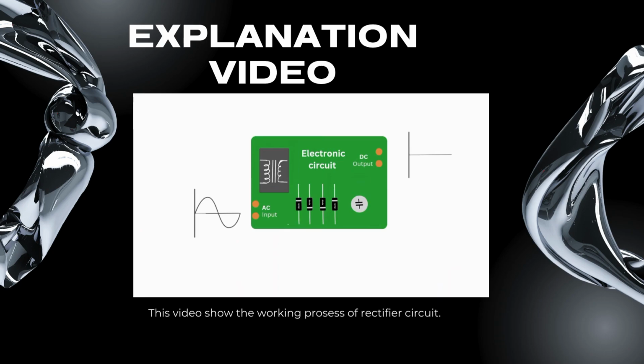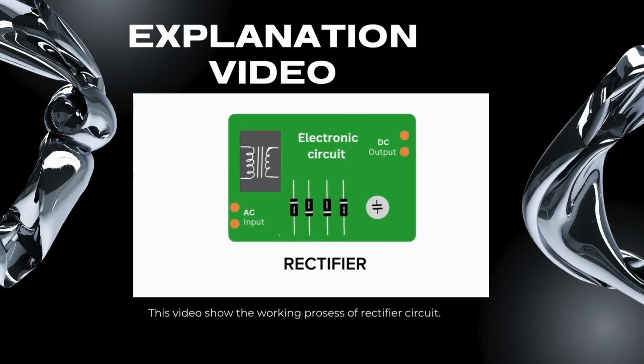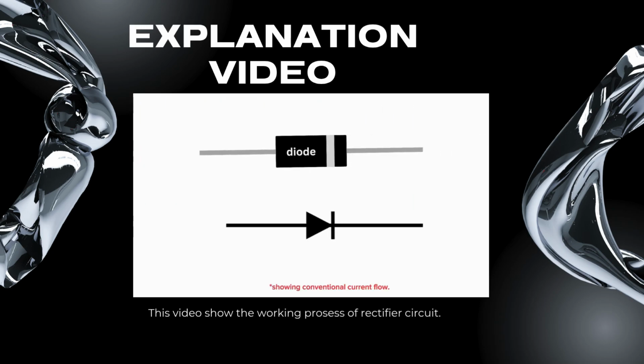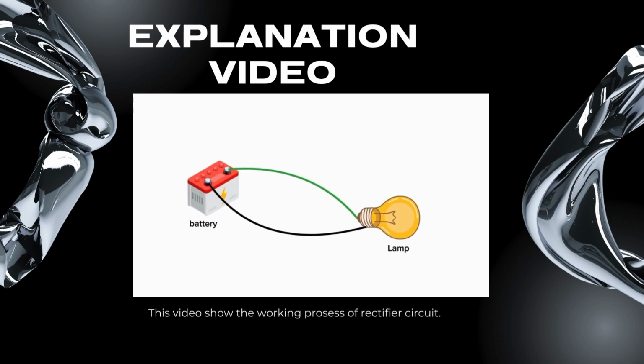An electronic circuit that rectifies AC into DC is called a rectifier. A rectifier consists of diodes. A diode is a semiconductor device that allows current to flow through it in only one direction. For example, if we connect a lamp to a DC power supply, it will illuminate. We can reverse the leads, and it will still illuminate. However, if we add a diode in series with the lamp, it will illuminate again, but if we reverse the leads, the diode blocks the current and the lamp remains off.